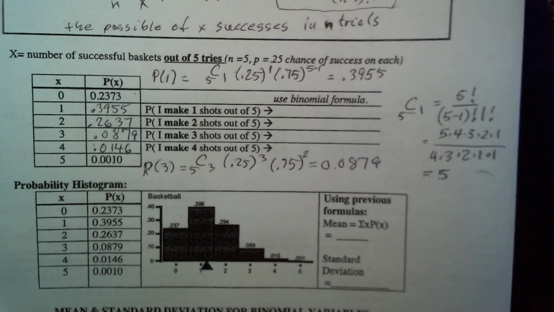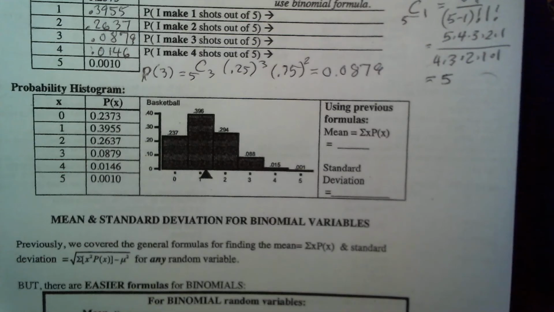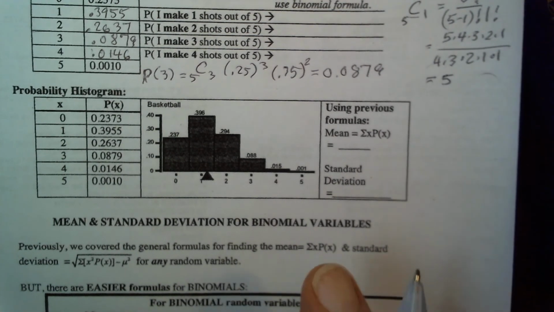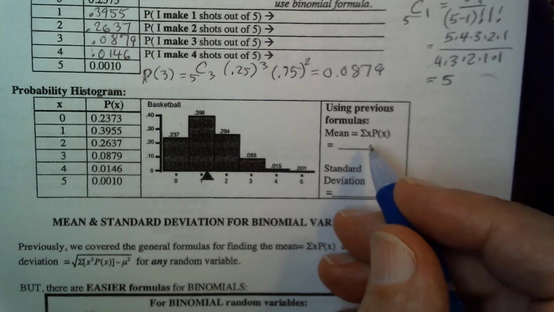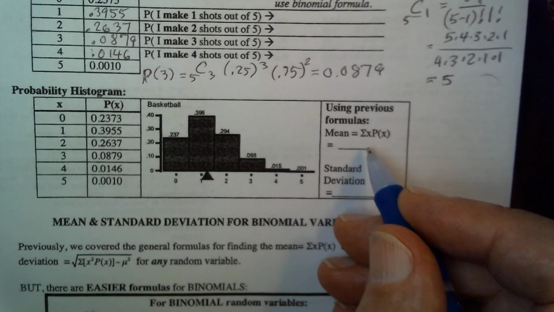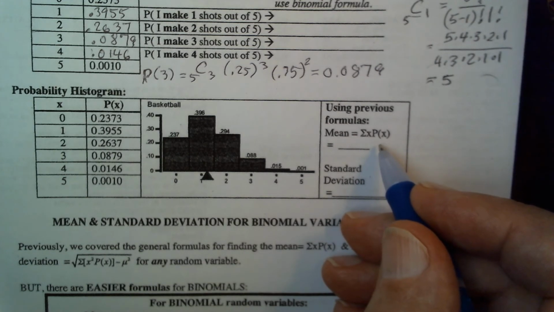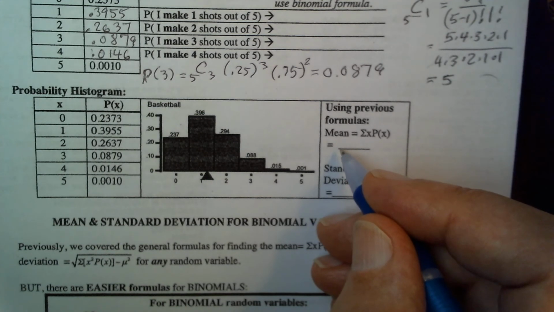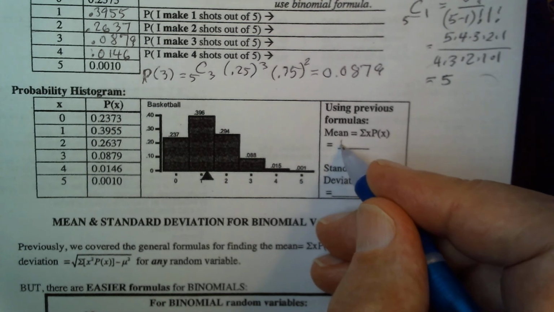Let's talk about the mean for the binomial distribution. With the probability distribution the way it is now, we can compute it using the previous formula for the mean, the sum of the random variable times its probability, and it comes out to 1.25.